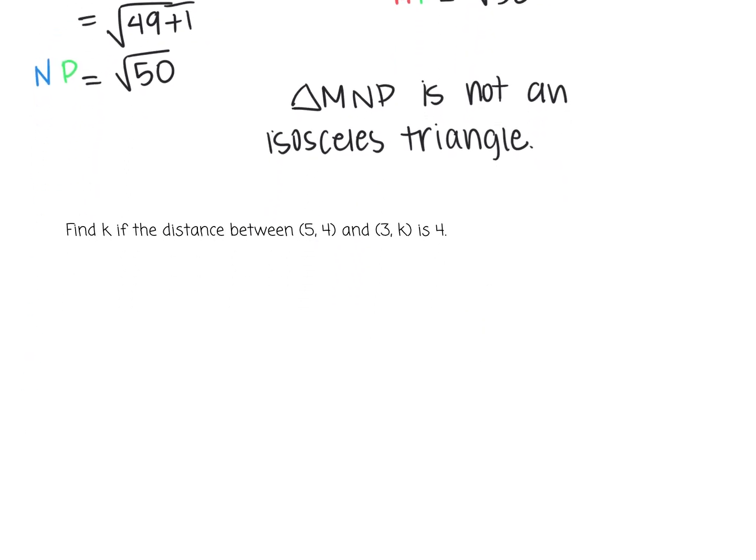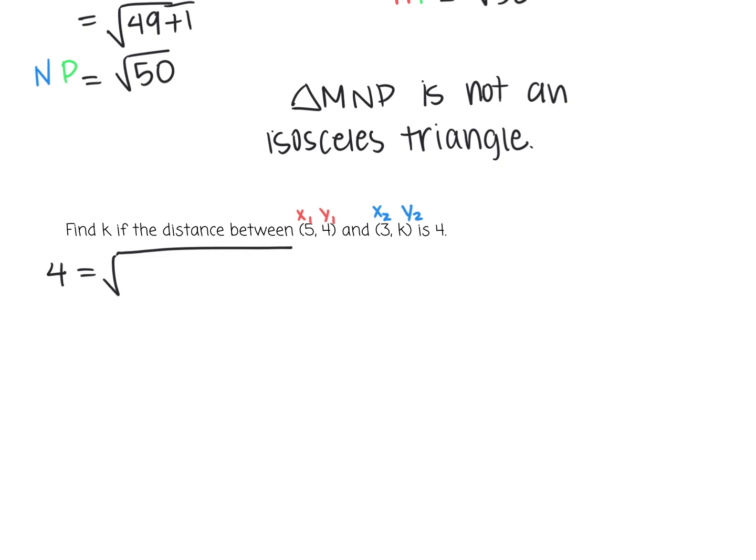Next, we are going to find the missing value from a point. So we know we have some point (5, 4) and some other point (3, k), and the distance between those 2 points is 4. So I want to find the value of k that makes that a true statement. So I'm going to let (5, 4) be my x1, y1, and then (3, k) be the x2, y2. So I plug it into my distance formula. In this case, I know that the distance is 4.